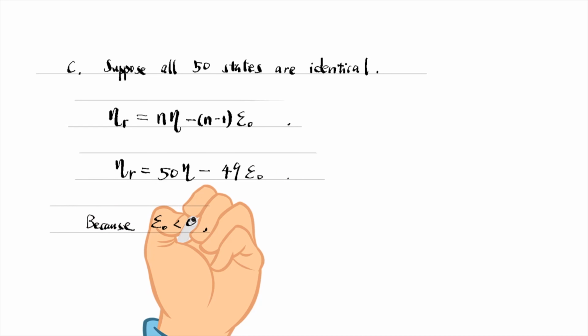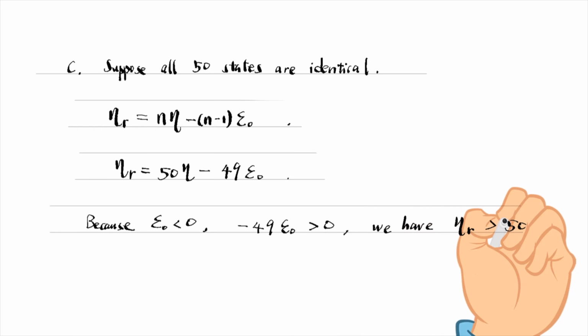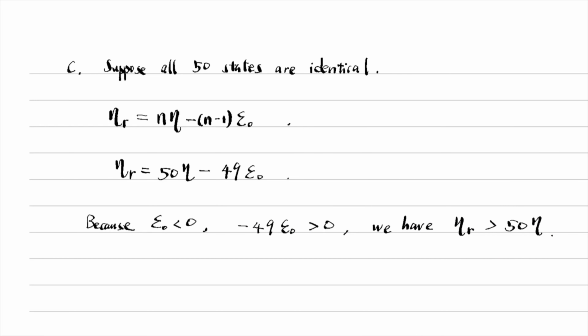Because epsilon O is the demand elasticity of the other states, and it is negative, we have the relationship that eta R is greater than 50 times eta. It means the residual supply elasticity of the state is more than 50 times the national supply elasticity.